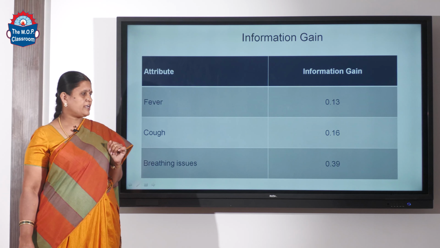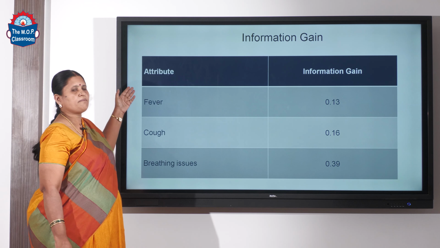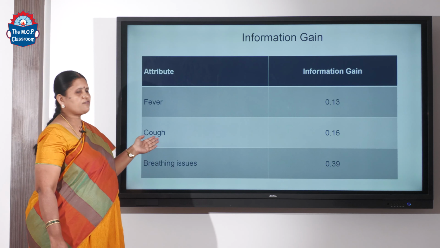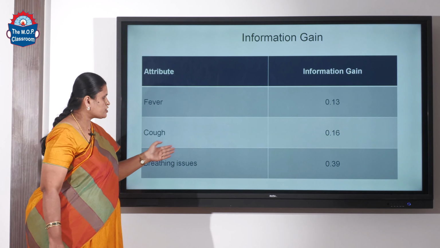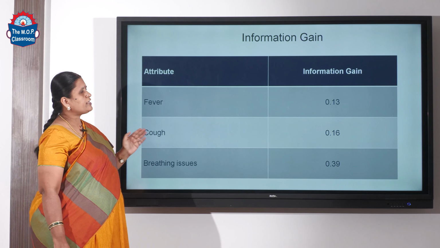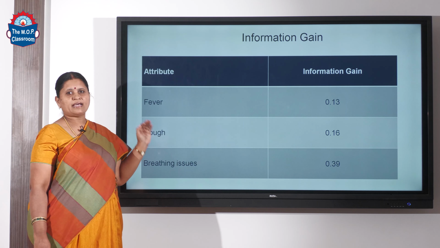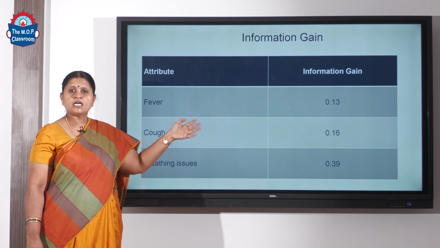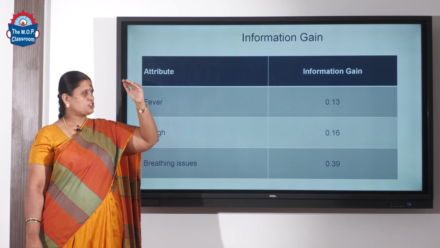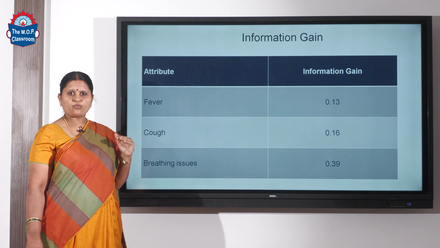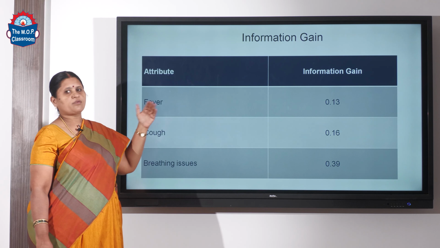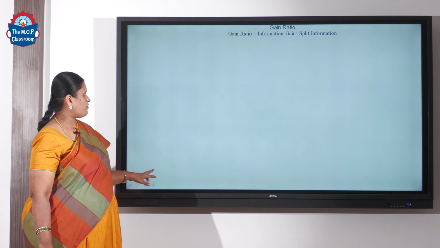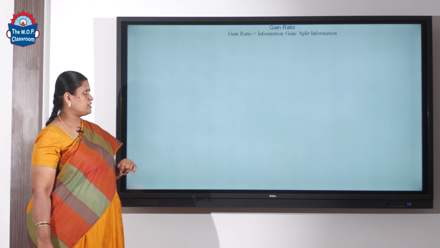So this is the consolidated view for the information gain based on different features here. Fever we got 0.13, cough 0.16, and then breathing issues 0.39. So according to the information gain, whichever has the highest number will be the root of the decision tree. According to this data, breathing issues with 0.39 will be the root of the decision tree, followed by cough 0.16, and then fever 0.13. Hope all of you understood the first attribute selection measure.